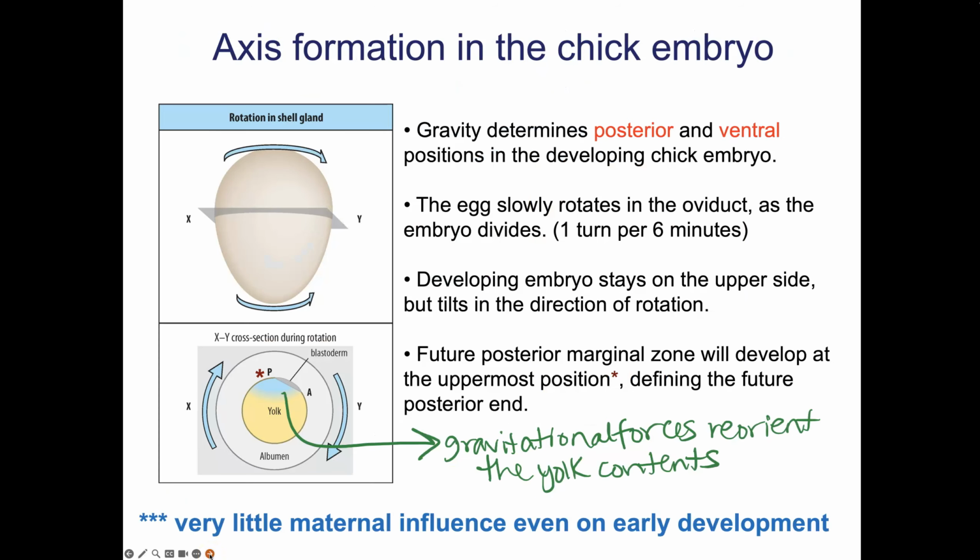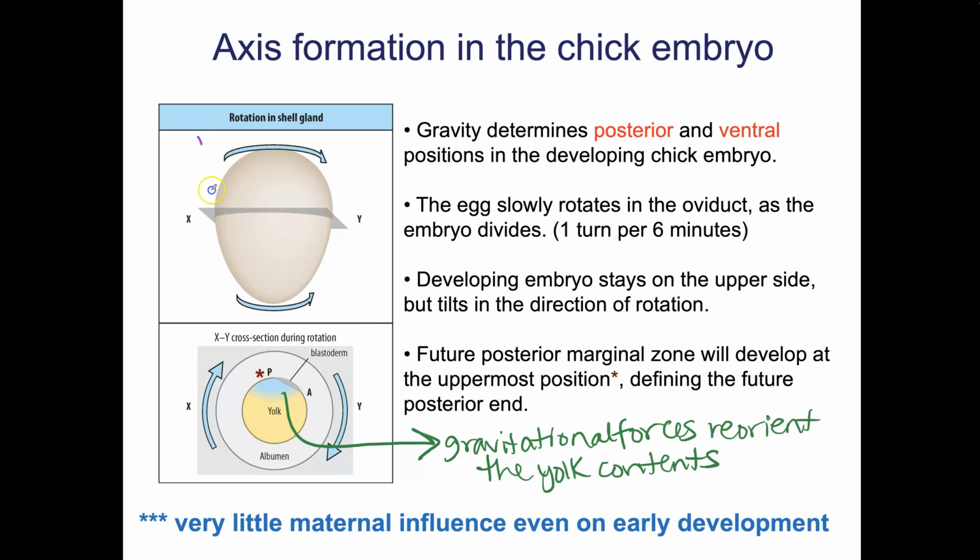So one thing that's really interesting is that as the egg is passing through the oviduct of the chicken, there is a position in the oviduct which is called the shell gland, and this is where the shell is being secreted and laid down around the egg.